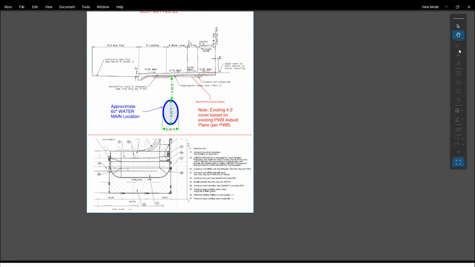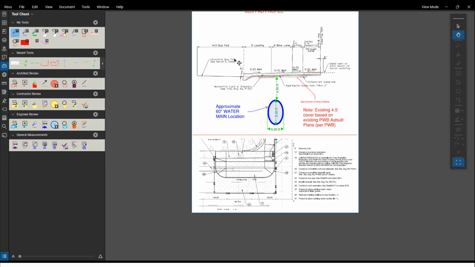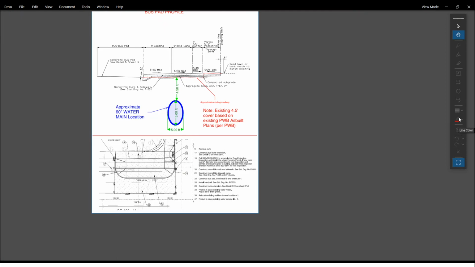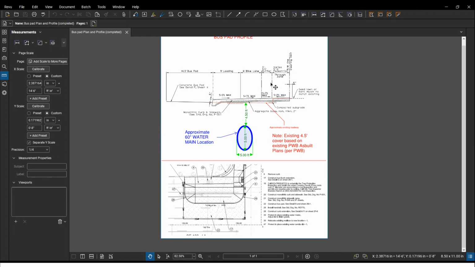I can't really do anything. I don't have any tools. It's on my toolbox. Let's see if it works. Doesn't even work. All these things are highlighted out. If someone downloaded the trial version and they didn't pay for it, it would turn into view mode only.